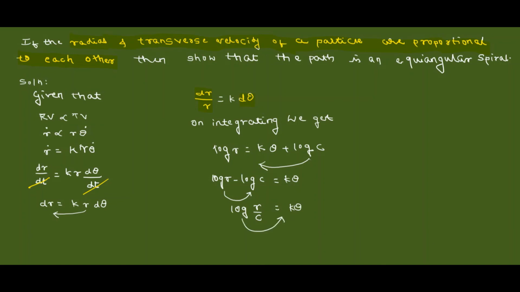Transpose this log to the right hand side. r divided by c is equal to e raised to k theta, or we can also write it as r is equal to, transpose the c to the right hand side, that implies r is equal to c into e raised to k theta. This is the required equiangular spiral.